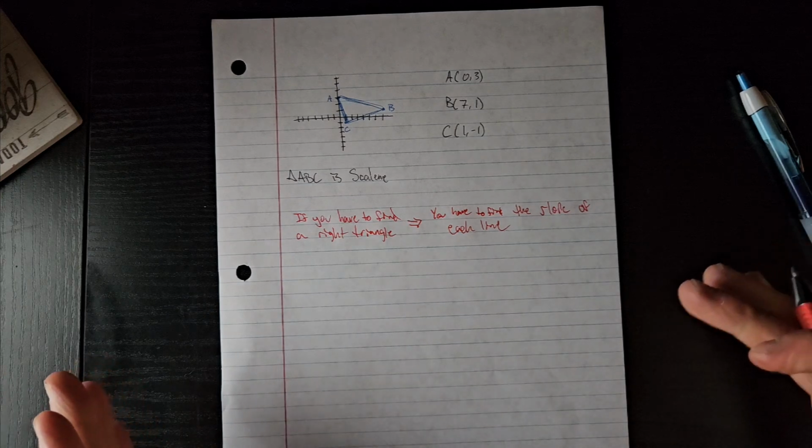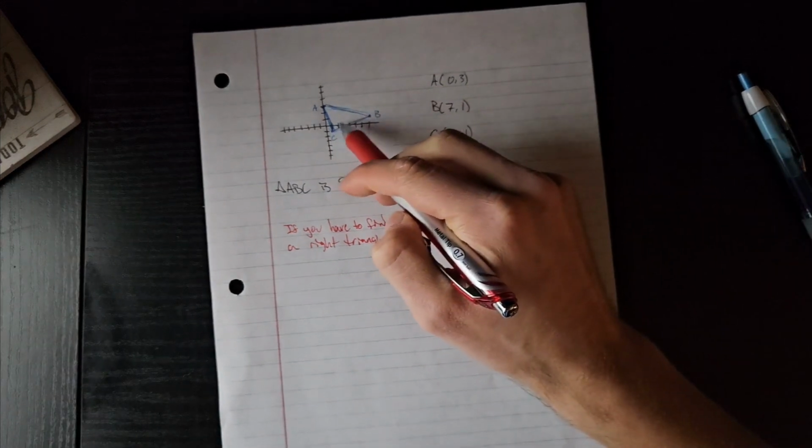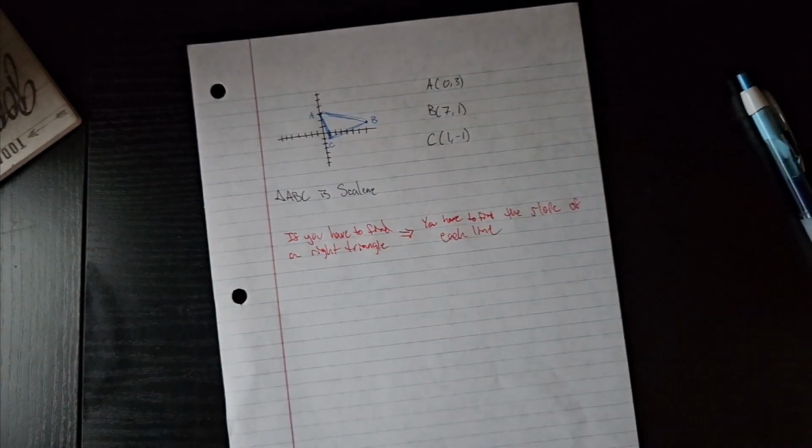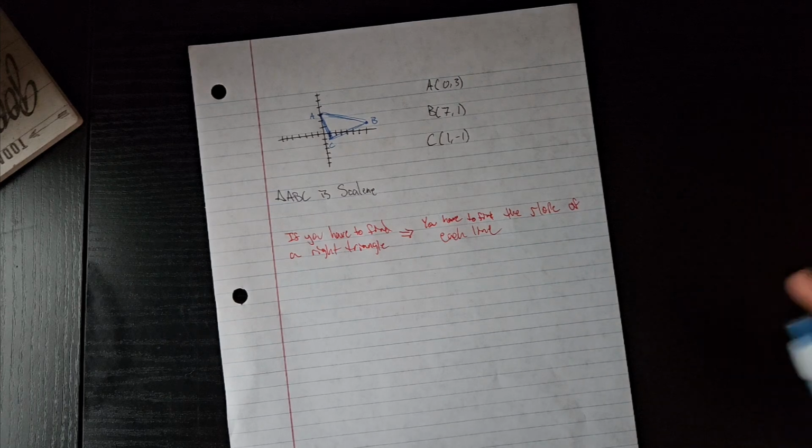You have to give me the slope for each angle or each line, because you cannot assume anything that you see, even if this looks like a right angle. It may or may not be. You are not going to assume. You're going to find the slope for each one so you can compare to find a right angle.